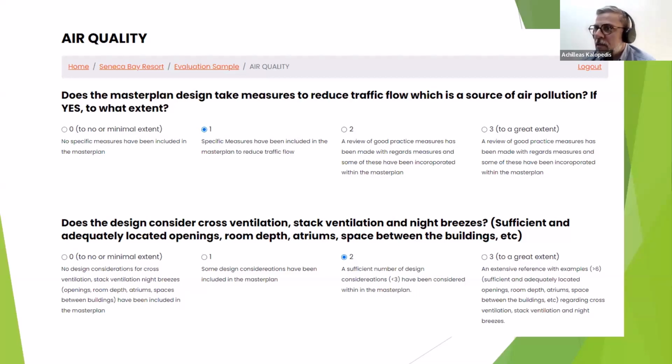So the second question is, does the design consider cross ventilation, stack ventilation, night breezes, sufficient and adequately located openings, room depth, atrium, space between buildings, etc.? So after you design it, you have to answer, to have taken this into account to minimal extent or to greater extent. And based on your answer, it will give you a visual representation of the strengths and weaknesses of your design.